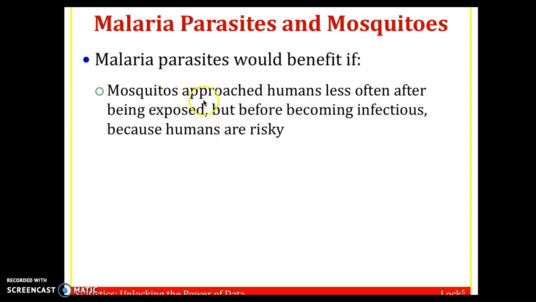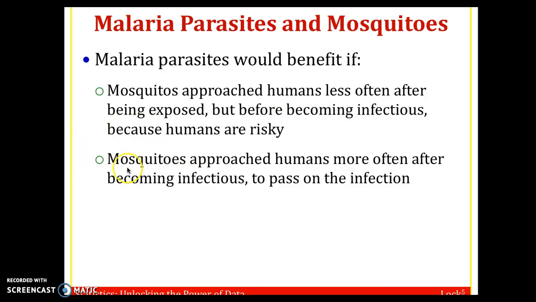The idea is that the malaria parasite itself would benefit if mosquitoes approach humans less right after being exposed to malaria. So imagine a mosquito bites the mouse and contracts malaria. If you are thinking about this in terms of the parasite, you would not want the mosquito to attack or bite a human, because humans could kill them. Humans are risky for the mosquitoes, and the human will not be infected with malaria.